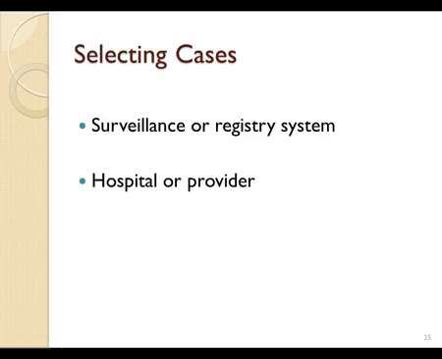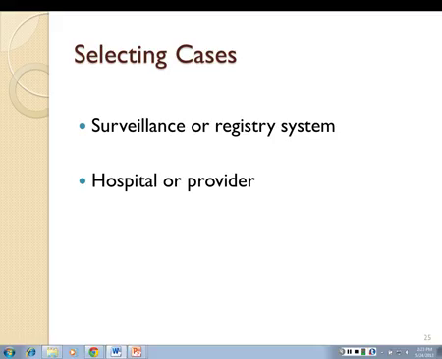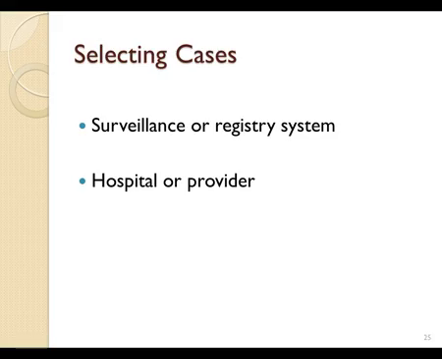So where do you find your cases? Many times, cases are identified using existing surveillance or registry systems. Sometimes cases can also be identified from specific hospitals or providers. However, when using hospital cases, you may only be identifying the most severe cases. Therefore, your sample might not be representative of the population as a whole.